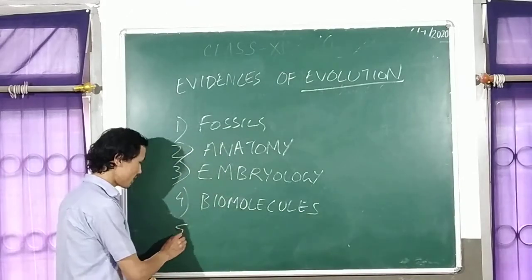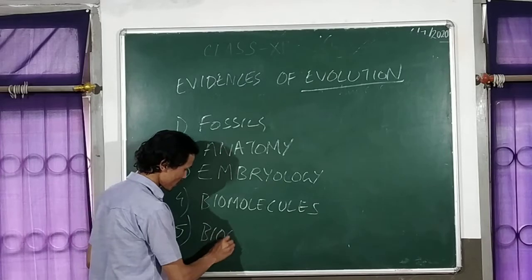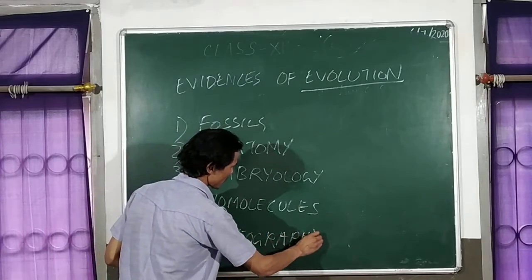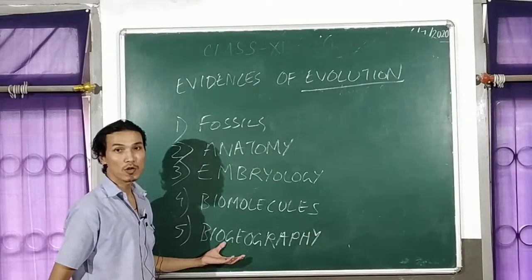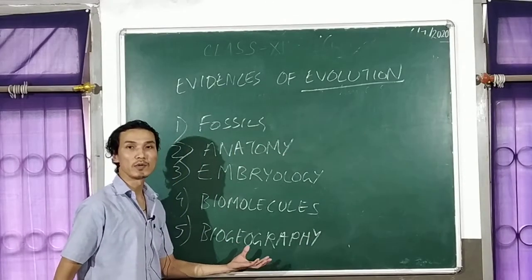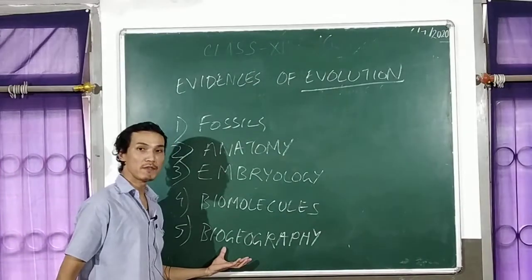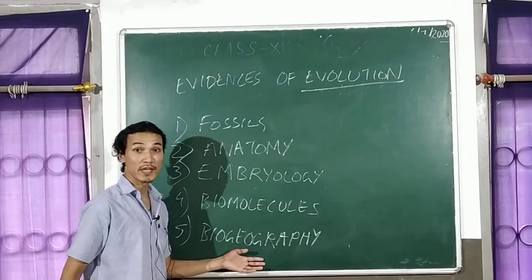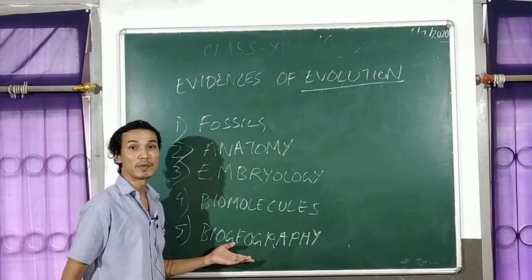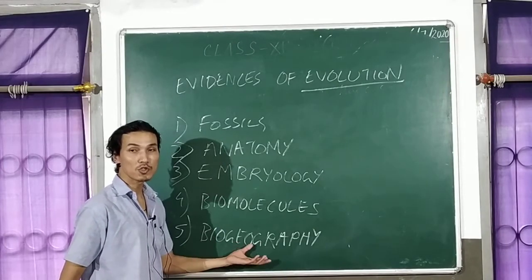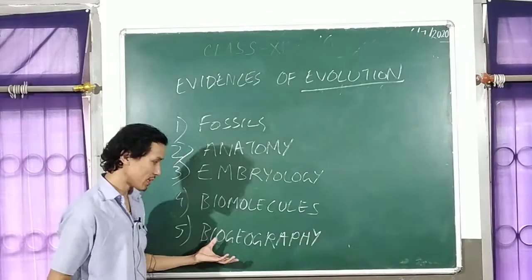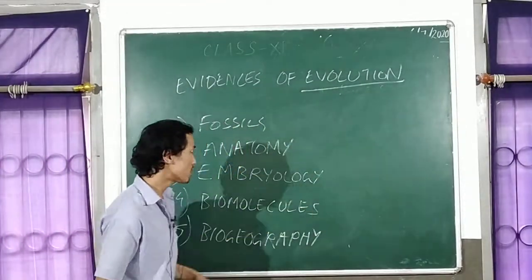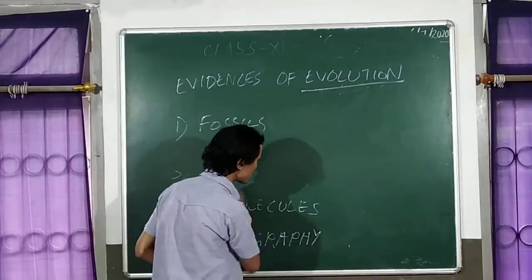And the last evidence is from biogeography. Biogeography basically deals with the distribution of animals in the various geographical factors. Some animals are better suited to survive in colder climates, some animals are better suited to survive in warmer climates. So the distribution of animals in these various types of habitats gives us an example of evolution. The first thing we're going to start with is fossils.